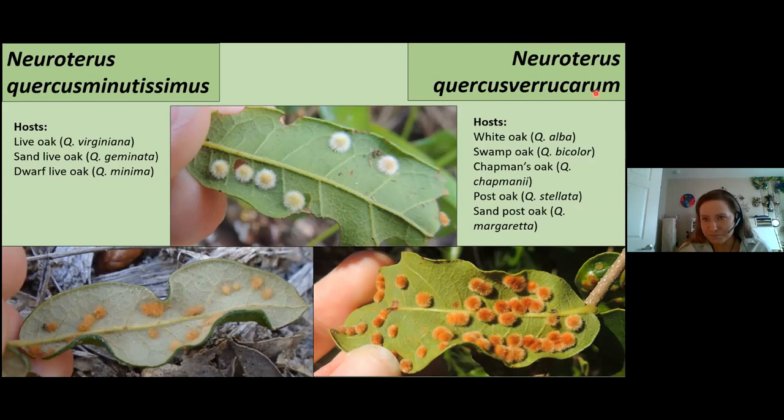Quercus prefers white oaks, the actual species white oak, swamp, Chapman's, post oak, sand post oak. I could think that they could switch over species a little bit, but usually they don't do that. And so as long as you know your oak species a little bit, you'll probably be able to get this right. And I think these are actually adorable little things. Some people call them urchin galls, which I think is pretty appropriate.